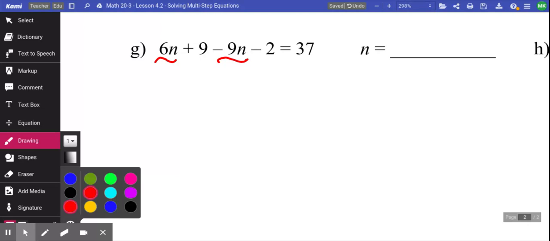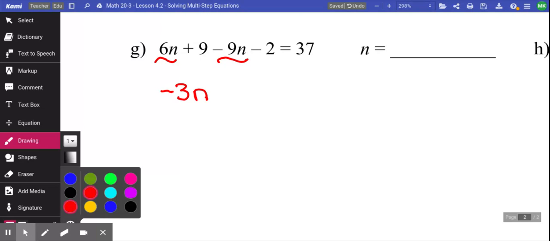I like to imagine n is something. I almost always go with food because I like food. So I imagine this as you have 6 cookies and negative 9 cookies. You can combine those things together to say how many you have overall. If I have 6 minus 9 of something, I have negative 3 cookies or n's. How did you get that? I just went 6 and then I subtracted 9.